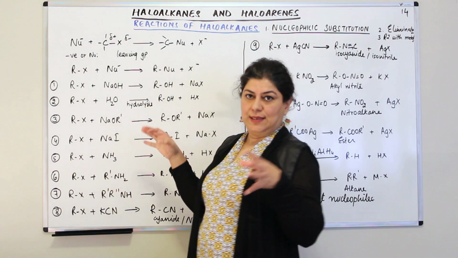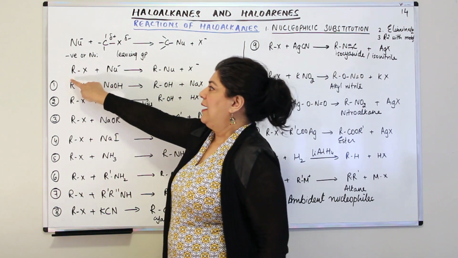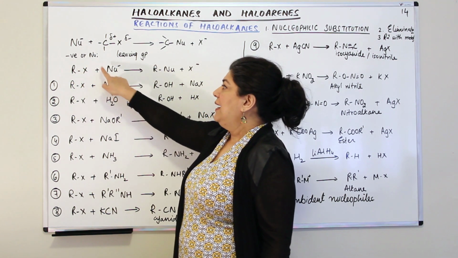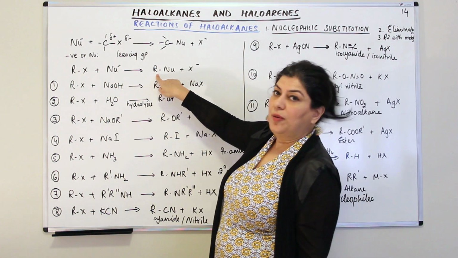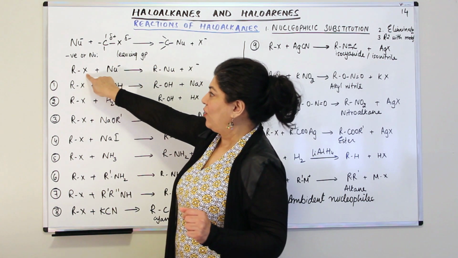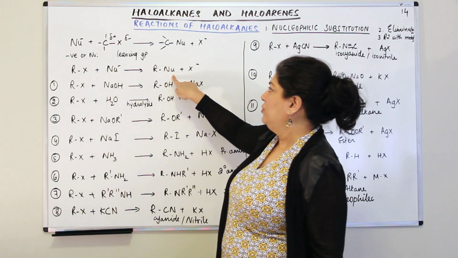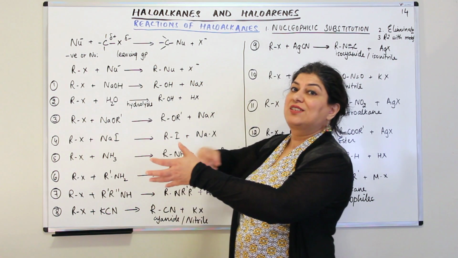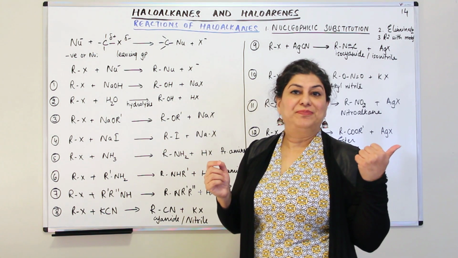So if you look at the reaction, what would it be like? You have a haloalkane. R stands for an alkyl group and X is any halogen. It combines with the nucleophile and it results in the combination. The nucleophile takes the place of the halogen, thus substituting it. So you get R-Nu, that is nucleophile, and the halogen leaves with those electrons. So the negative charge goes with the halogen.